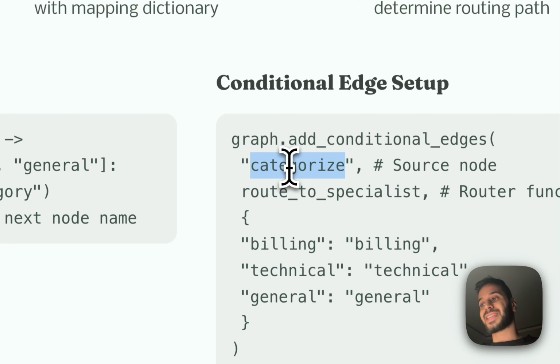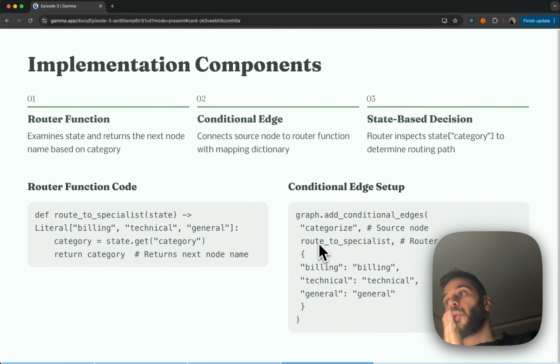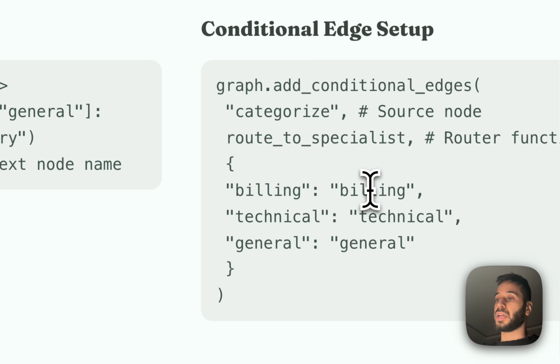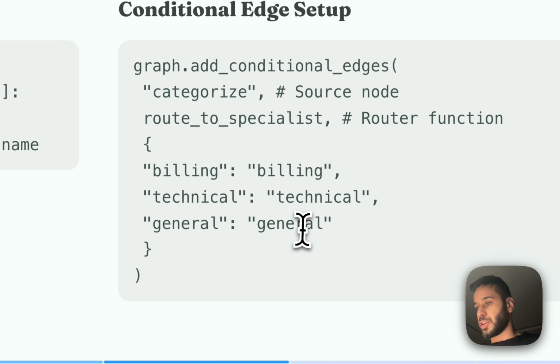So the source node in this case is the categorize node. And then we have the router function, which is going to be used to decide where to direct the execution to, and then we have the target nodes. So this is the mapping between the output of the router function and the names of the target nodes. So if the output of the router function was billing, then we go to the billing node. If it was technical, it goes to the technical node. If general, to the general node.